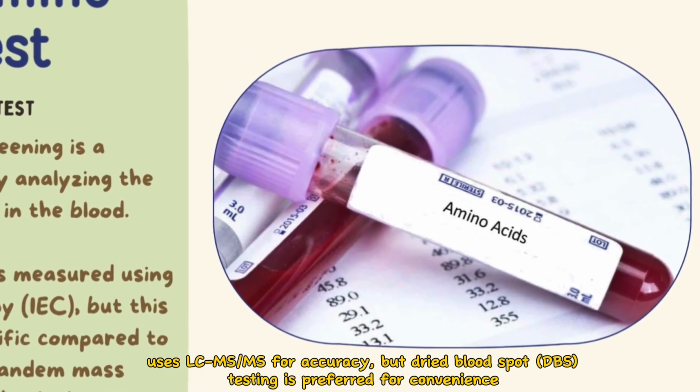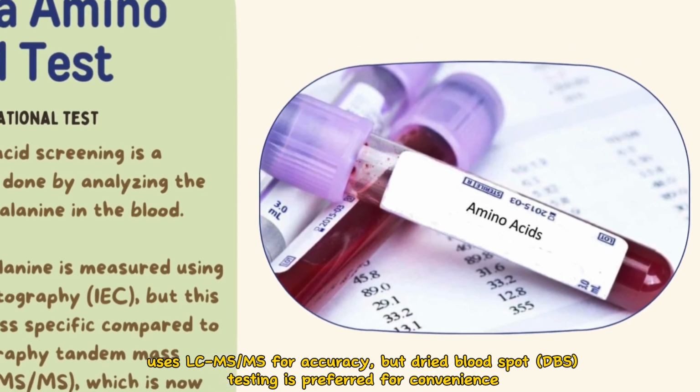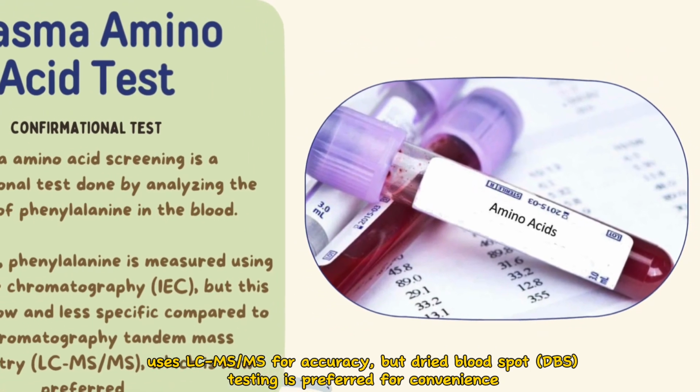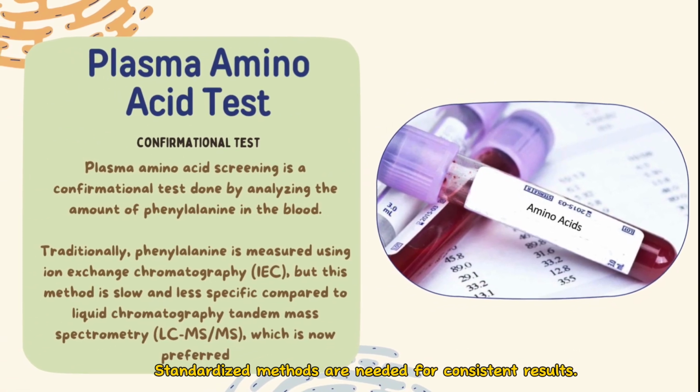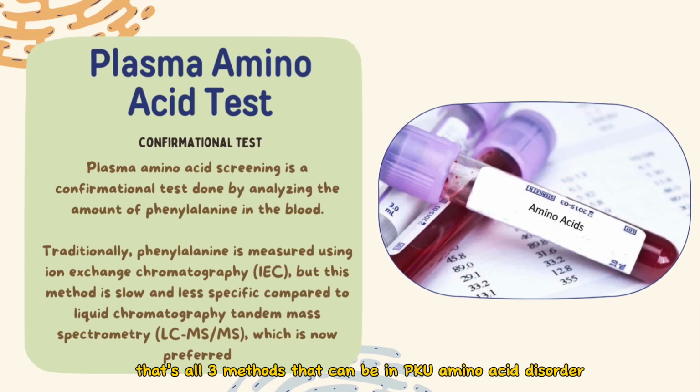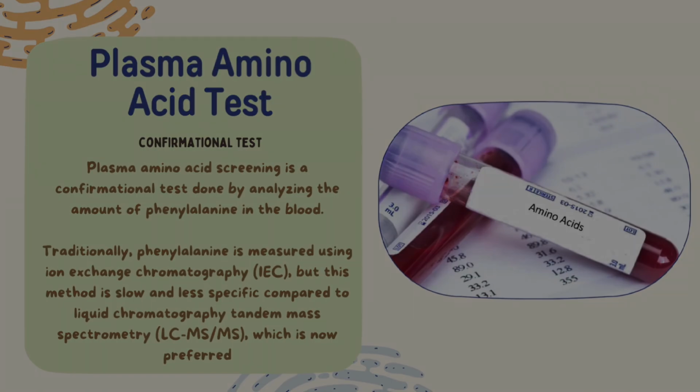Modern testing uses LC-MS/MS for accuracy, but dried blood spot testing is preferred for convenience. Standardized methods are needed for consistent results. That's all three methods used in diagnosing PKU, the amino acid disorder.